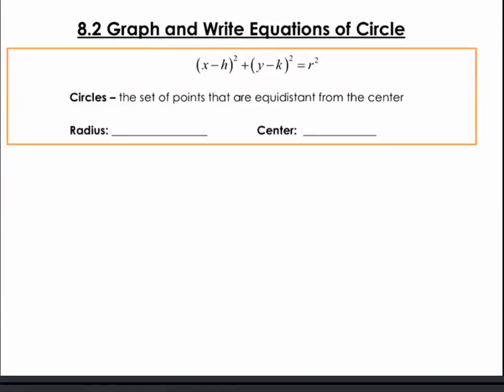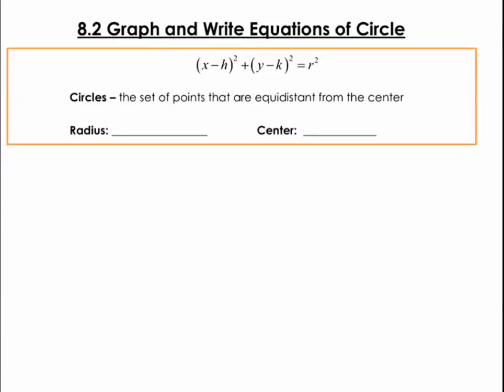Hey guys, so we are going to talk about writing and graphing equations of circles. So you can see that we have the standard form of a circle here, x minus h squared plus y minus k squared equals r squared. I want you to notice a few things about the equation.